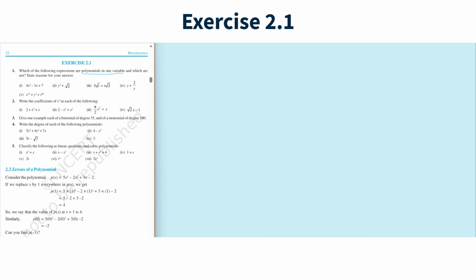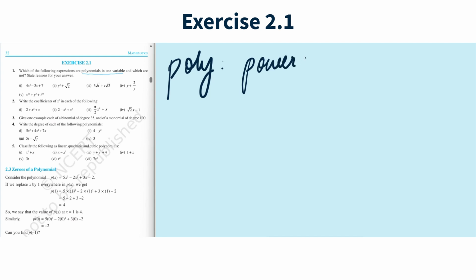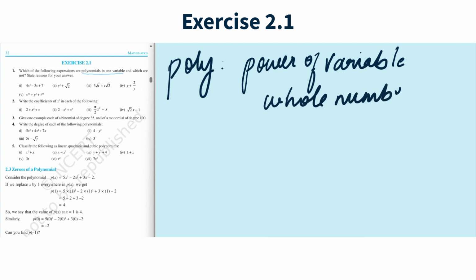So two things that you're going to look for here: if it is a polynomial or not. How do we know if it is a polynomial or not? We are going to look at the powers of the variable in that expression, and we're going to see if the power is a whole number. If it is a whole number, that expression becomes a polynomial.